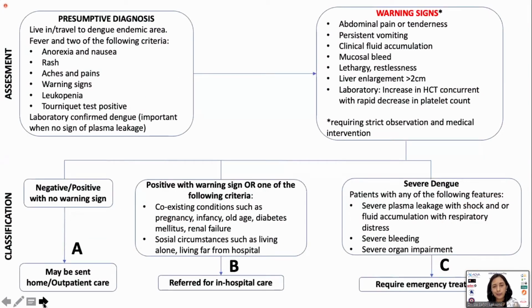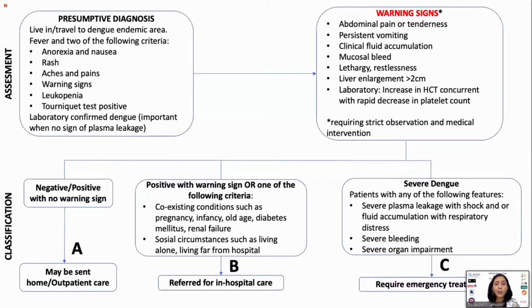This is the algorithm. If a patient presents to the clinic, we need to decide whether the patient could be presumed to have dengue, especially when there is fever with two of the following criteria. We also need to see whether any warning signs appear: abdominal pain or tenderness, persistent vomiting, mucosal bleeding, liver enlargement, or evidence of increasing hematocrit concurrent with a rapid decrease in platelet count.